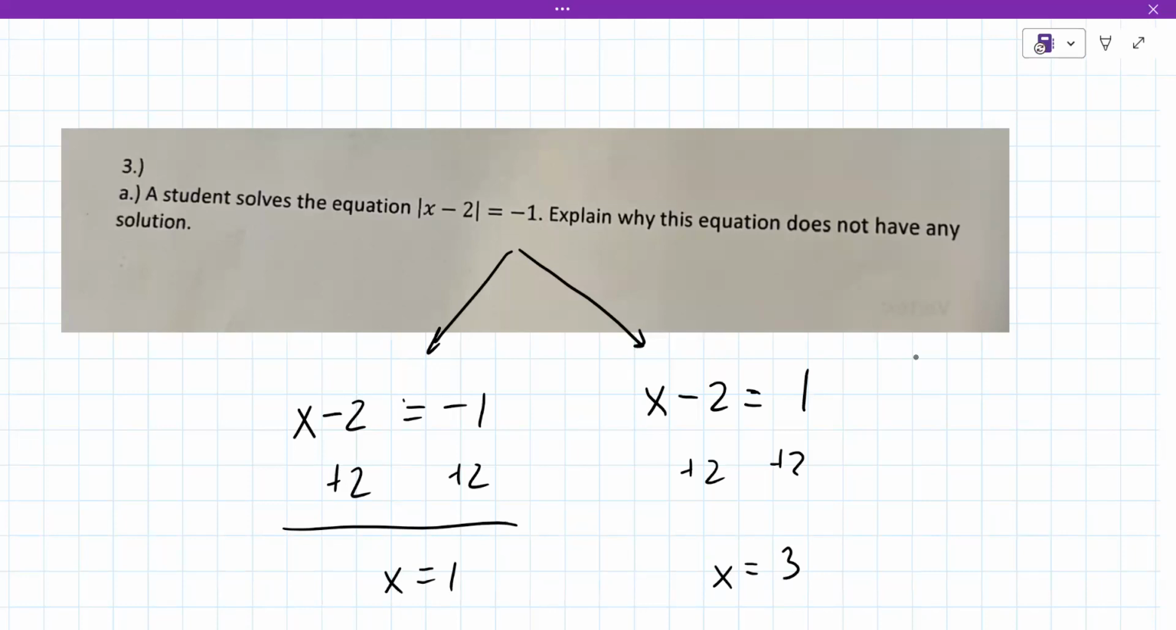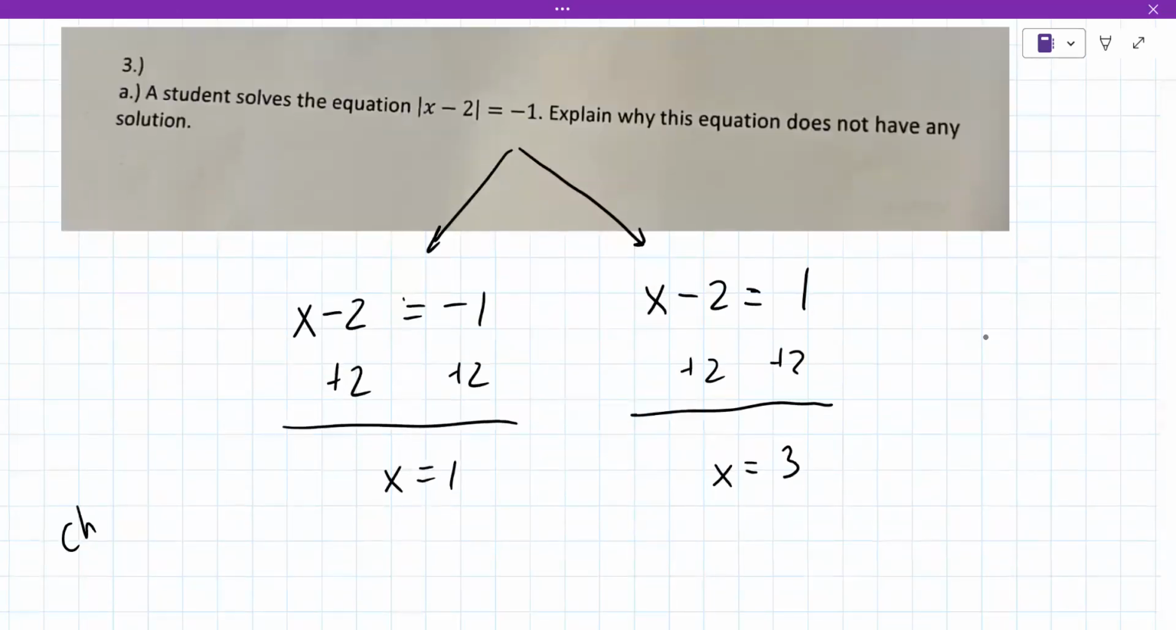Does that make sense? Yeah. Okay. Now, you've heard this for years, right? Check your answer. Check your answer. I'd like you to check your answer, check one or both, and tell me if you see any problems. When you put 1 back in here or 3 back in here, tell me what's wrong, or tell me why it's a problem. They're both a problem, but why? What is the issue?